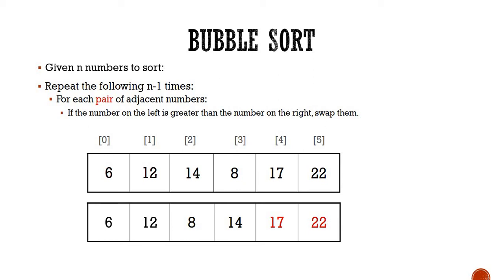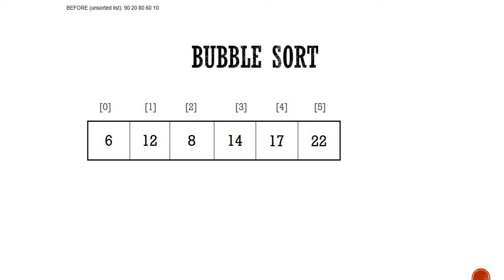Now, as you see, the list is still unsorted. Now we move to pass 3. Again, we repeat the same comparisons. We need to compare between index 0 and index 1. Just keep the list because 6 is less than 12.